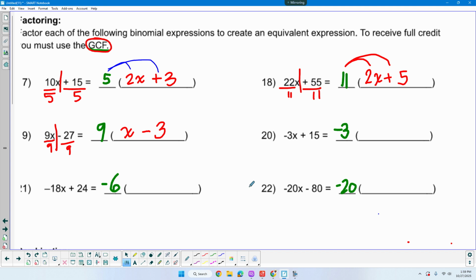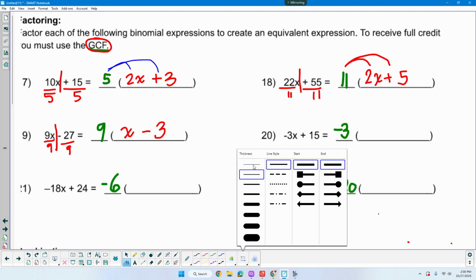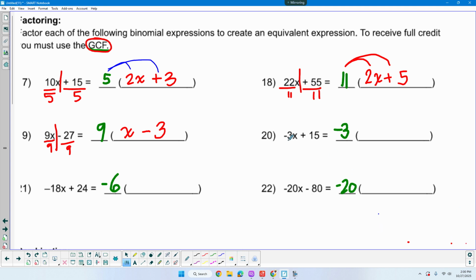Now, this one's a little bit interesting because it starts with the negative 3 on the outside. So since the coefficient was negative, I chose to start with a negative GCF. So the GCF of 3 and 15 is 3. But since the coefficient was negative, I said, let's factor out the negative as well. So we're going to divide by negative 3. Whatever number you put in this GCF spot, that's what you divide by.